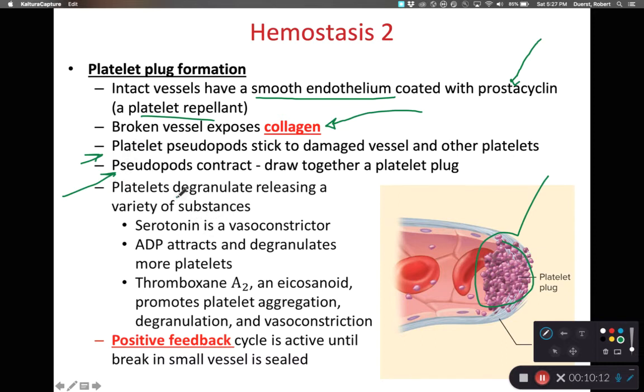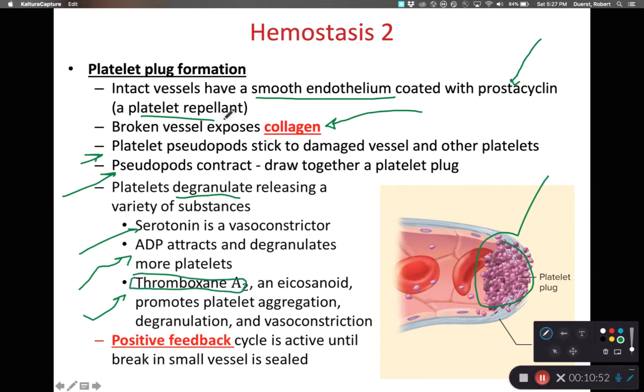These platelets eventually will degranulate. When we say degranulate, they release all the chemicals they were storing inside. Some of the things they release include serotonin for that vasoconstriction aspect. They are also going to release ADP, adenosine diphosphate, and that's going to attract even more platelets to get stuck to that platelet plug, and they'll release thromboxane A2, which is an eicosanoid. This is a chemical that specifically is going to promote platelet aggregation, degranulation, and even more vasoconstriction. So this is a chemical that helps platelets to recruit other platelets even better.